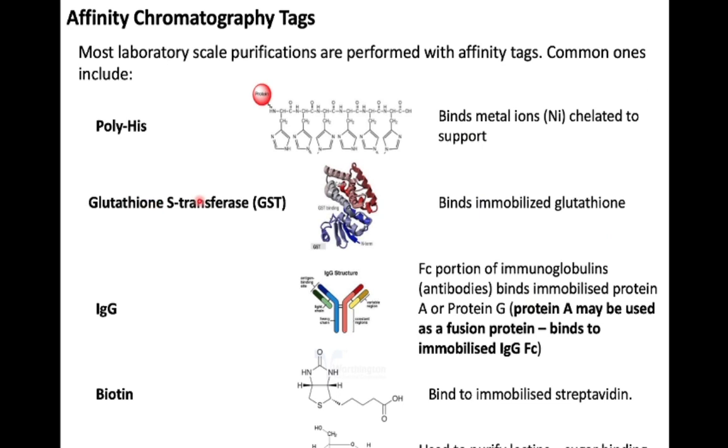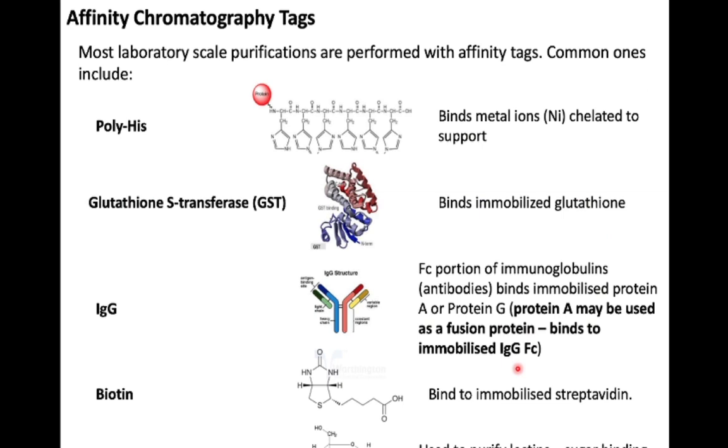GST, or glutathione S-transferase, is also a tag, and this binds to glutathione, which is used as our support on the column. We can use immunoglobulins, so the Fc portion of immunoglobulins can bind to immobilized protein, things like protein A or protein G. So protein A may be used as a fusion protein because this binds to the immobilized IgG Fc region.